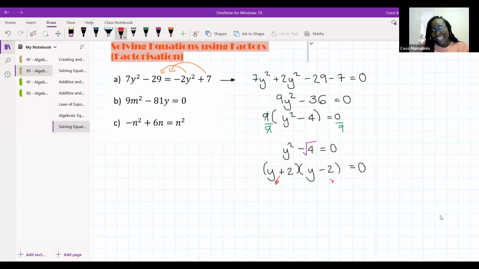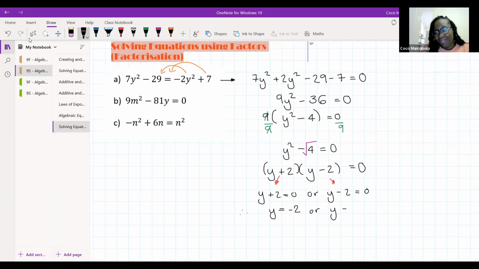And then we're going to say y plus 2 equals 0 or y minus 2 equals 0. Good, I'm glad she remembered the or. Y plus 2 equals 0 or y minus 2 equals 0. And then y is equal to negative 2 or y is equal to positive 2.